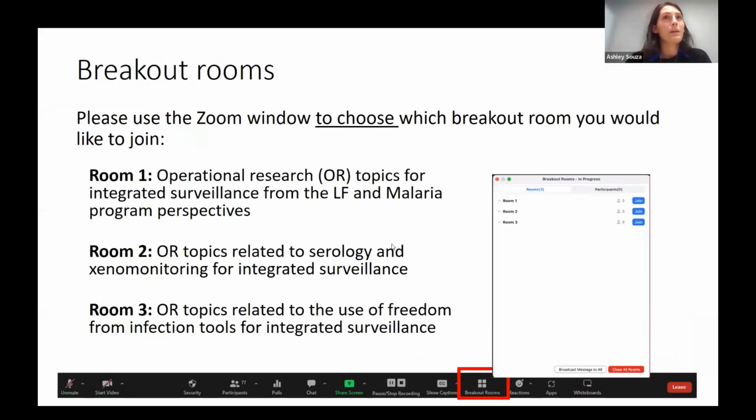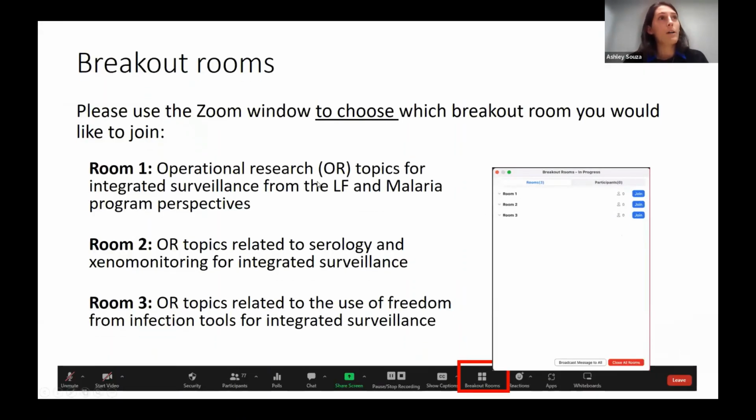So the first room is going to be focused on operational research topics for integrated surveillance from the LF and malaria program perspectives. Room 2 is going to be OR topics related to serology and xenomonitoring for integrated surveillance. And then room 3 is going to be OR topics related to the use of freedom from infection tools for integrated surveillance.